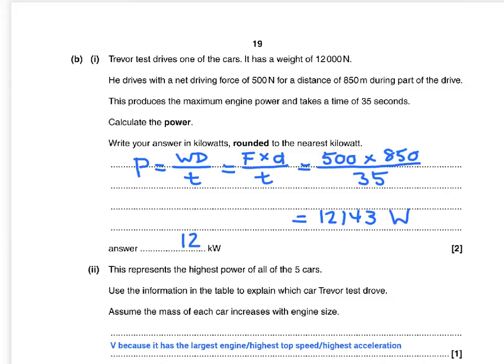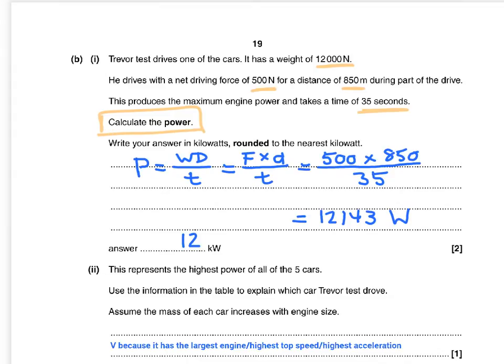Part B, Part 1. Trevor test drives one of the cars. It has a weight of 12,000 newtons. He drives with a net driving force of 500 newtons for a distance of 850 meters during part of the drive. This produces the maximum engine power and takes a time of 35 seconds. Calculate the power. So hold on, 35 seconds, and we've got to calculate the power.